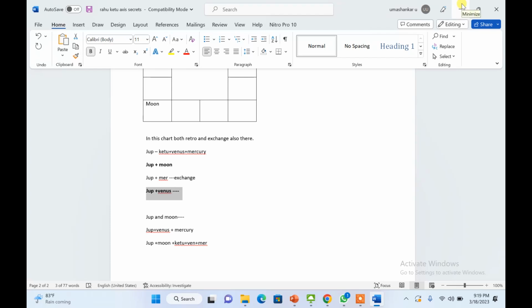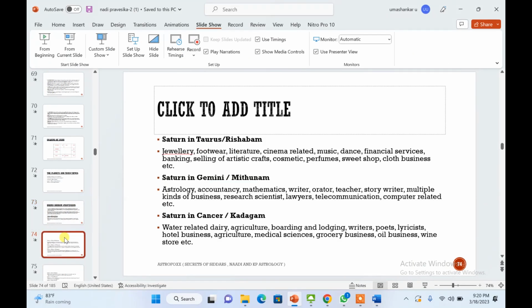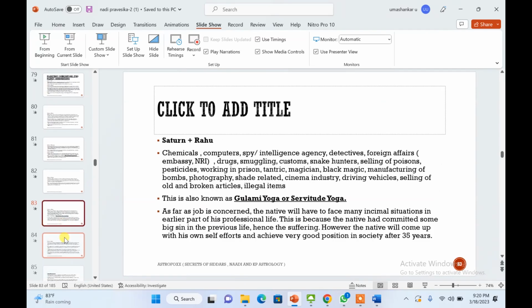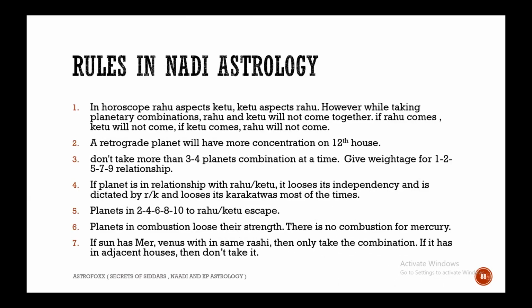When such situations exist, now I will go to an important concept, that is Nadi's diamond rules. We have almost another 20 minutes of time left, so let us not waste the time. In the horoscope, Rahu aspects Ketu, Ketu aspects Rahu, we know, because they are 180 degrees. But in Nadi, while taking planetary combinations, if Rahu comes, Ketu will not come. If Ketu comes, Rahu will not come.